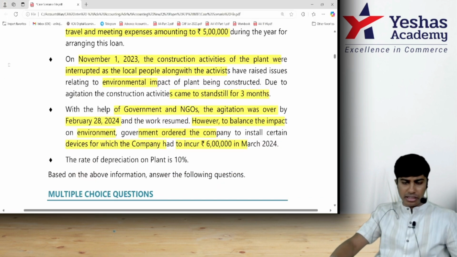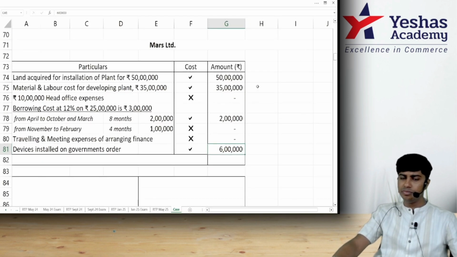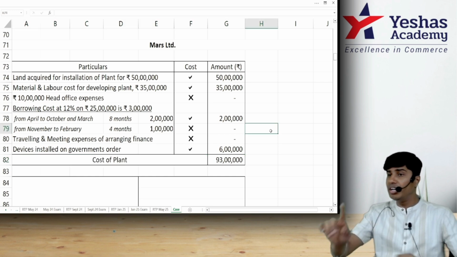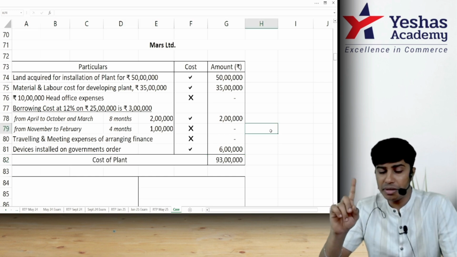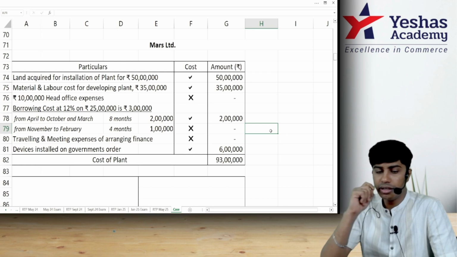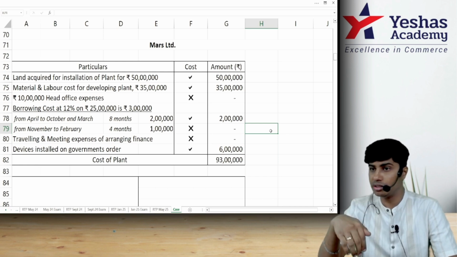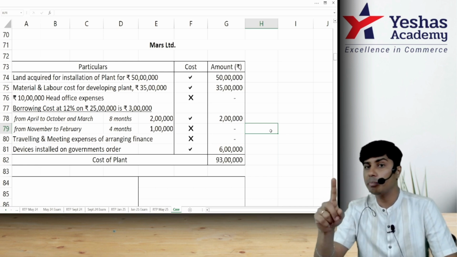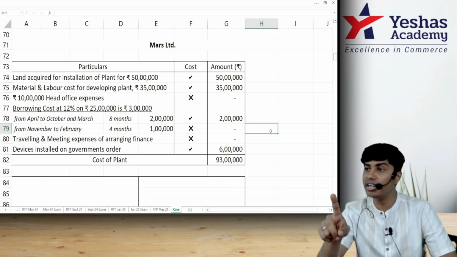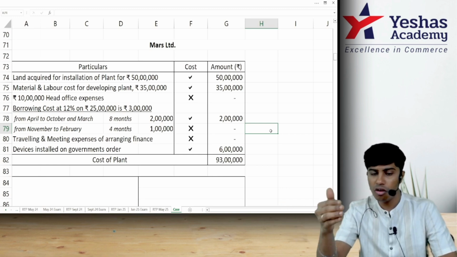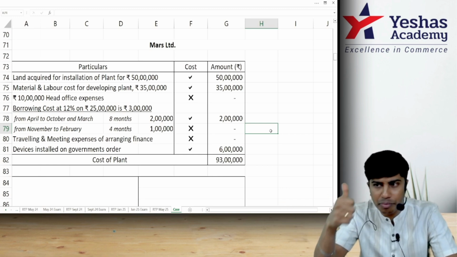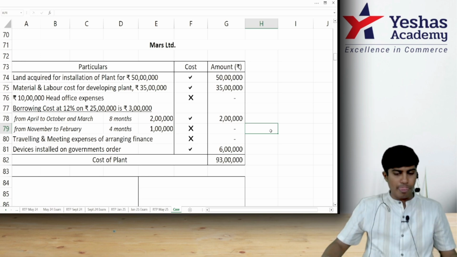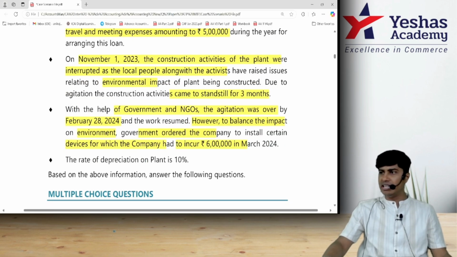But take the total of the items incurred, 50 plus 35 plus 2 plus 6, 93 lakh is the cost of the plant. When it comes to depreciation, it will not be charged on 93. Depreciation will be charged on 43. On 50 lakh, no depreciation. Why? Land, indefinite useful life, no depreciation. On 43 lakh, we have to charge depreciation. Everyone got this? Now, as we've done with the entire case study, let's see the questions.